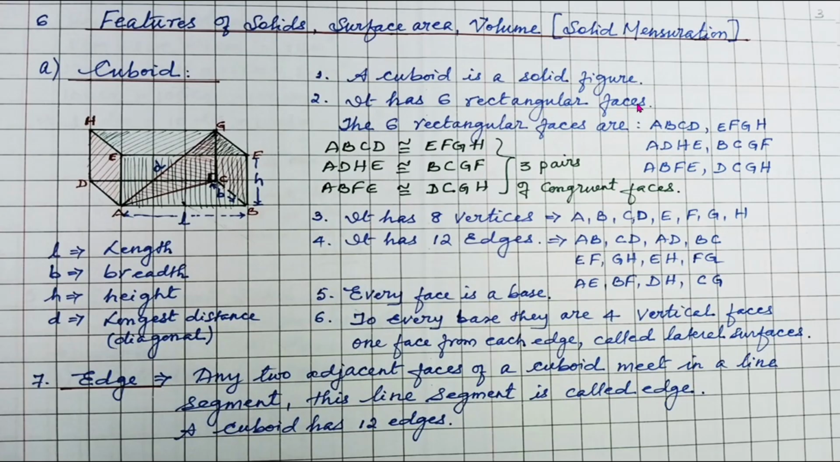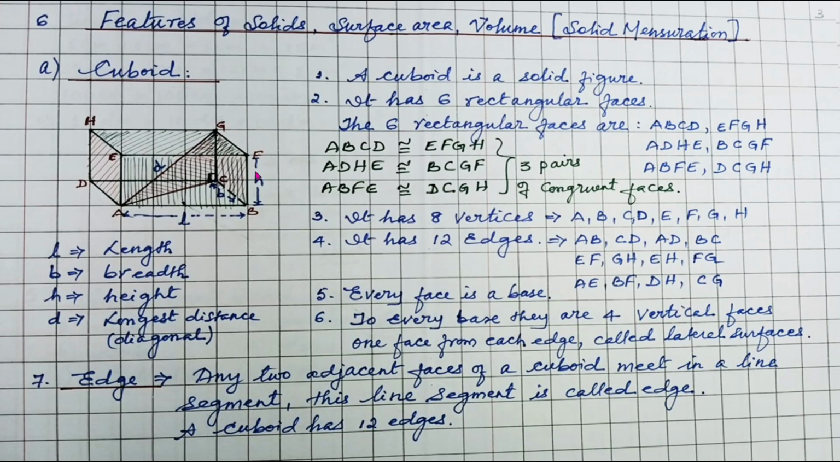It has 6 rectangular faces. Again I will repeat, it has 6 rectangular faces. Rather, a cuboid has 3 pairs of congruent faces. Now let us understand what the 6 rectangular faces are. The faces are ABCD, EFGH, ADHE, BCGF, ABFE and DCGH. Let us identify them here. The rectangular faces are ABCD, then EFGH, then ADHE and BCGF. So these are the rectangular faces, that is 6 faces.